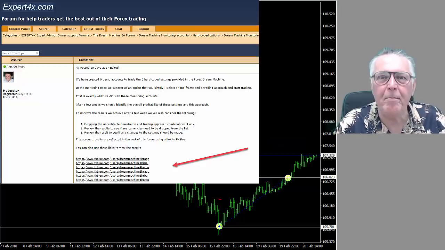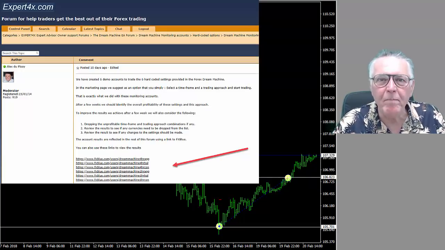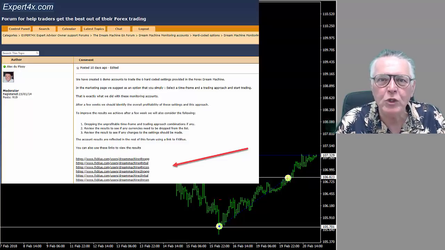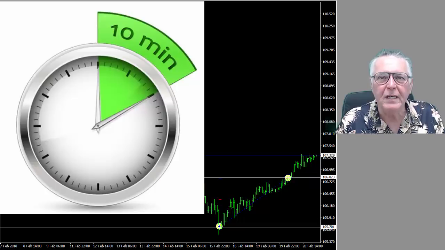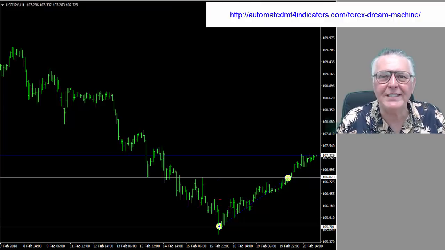These transactions come from our monitoring accounts, which we have in place on our forum, where we monitor the settings that are hard-coded in the EA. Those hard-coded settings allow you to purchase the EA, install it, and by answering two questions, which time frame do you want to trade and which approach do you want to use, either aggressive, balanced, or conservative, you could be trading in less than 10 minutes. That's how simple this EA is. So let's have a look at some of these trades.